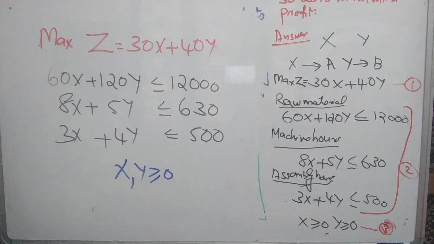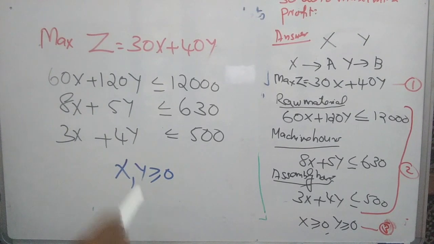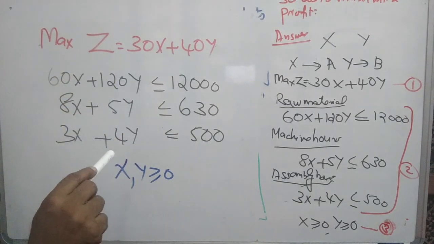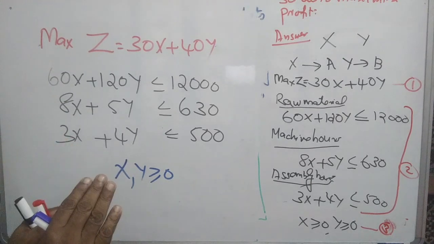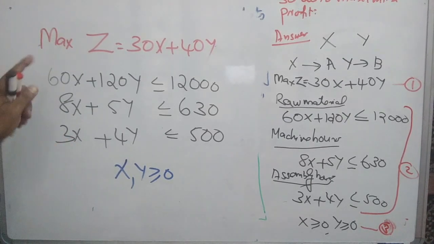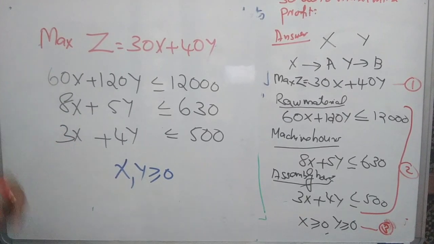This is the formulation of a linear programming problem. So what is meant by linear? All these relationships are linear, straight line relationships. So this is a formulation of a linear programming problem with respect to maximization.